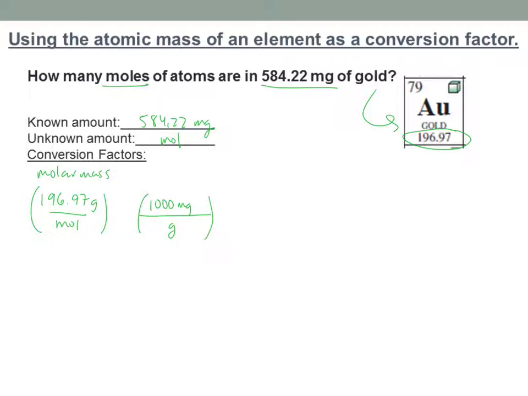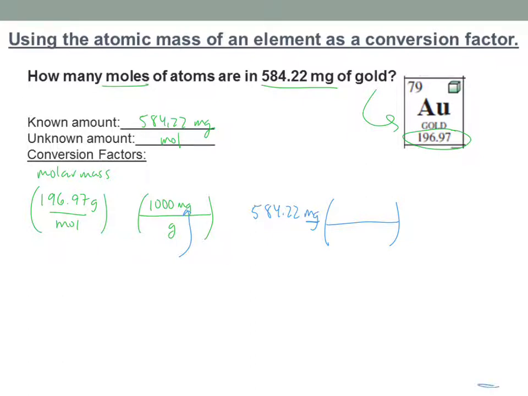Again, you start with your starting amount, so I've got 584.22 milligrams. I need to put a conversion factor in. Since I have milligrams right here, I'm going to use this conversion factor because it has milligrams in it. And you'll notice that the way I wrote this, 1,000 milligrams per gram, milligrams is on top. So that means I don't want to put it in like this. I need to flip this upside down.